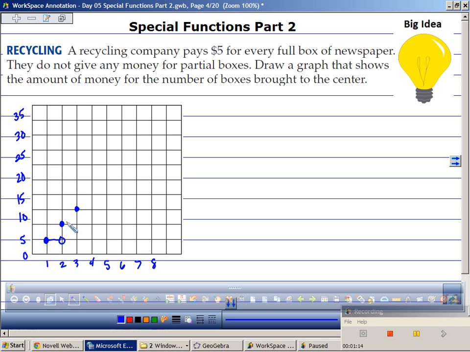You guys see that? So all the way until you have 3 boxes, it's still $10. And all the way until you have 4 boxes, it's still $15. So do you guys see how I'm drawing that line? What does this mean, this open circle? If I had a graph like this, and it was at 5, and I had an open circle, what does that mean?